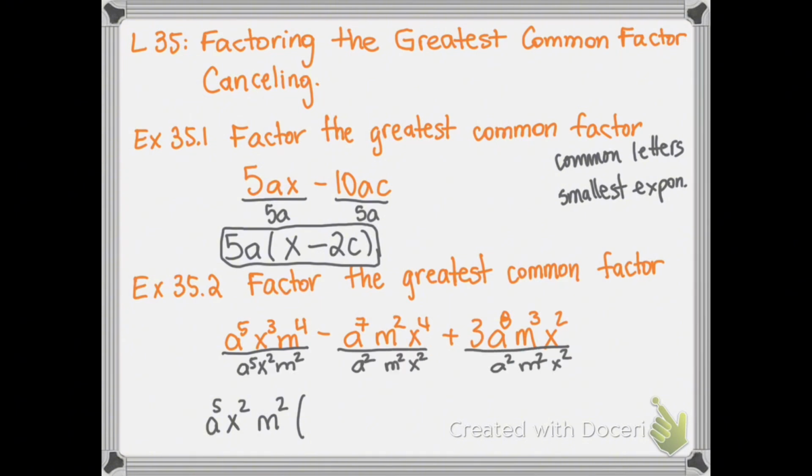And when I do that, the A5s cancel, and X3 divided by X2 is X, and M4 divided by M2 is M2. In the next one, I have A7 divided by A2, which is A5. M2 divided by M2 is 1, so I cancel that. And X4 divided by X2 is X2. Then we have plus 3, and 8 divided by A2 is A6. M3 divided by M2 is M, and the X2 divided by X2 is 1. So that would be our answer.